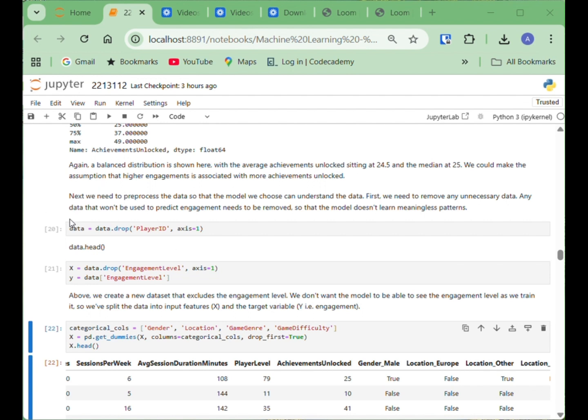Then I split the data into features and labels. So X contains all the input data and Y is the target. And by target, what I mean is that's the engagement level we're trying to predict.